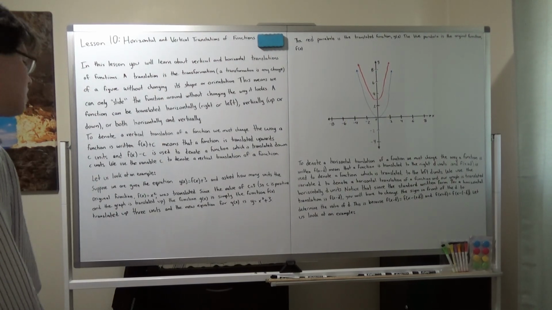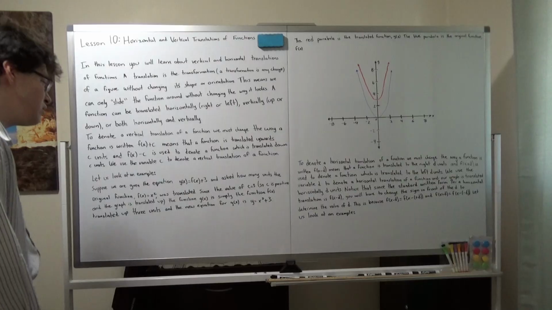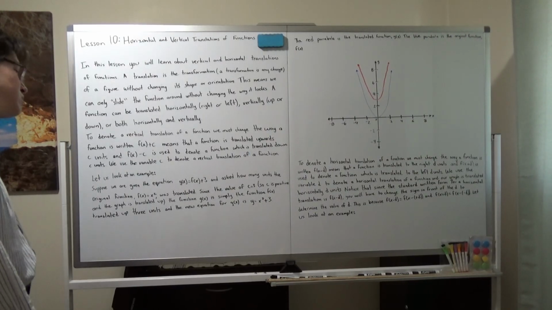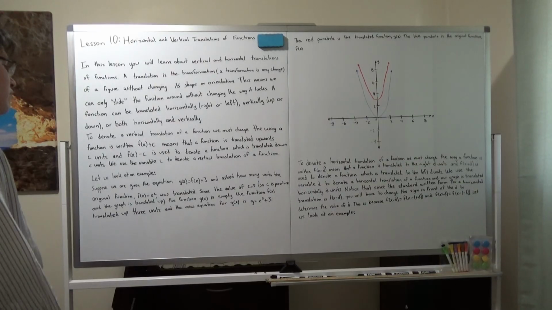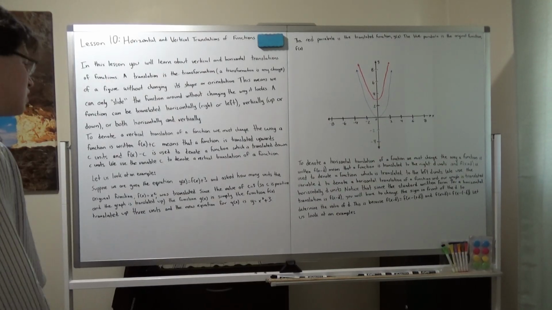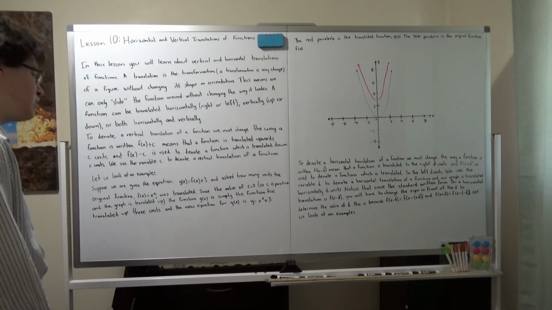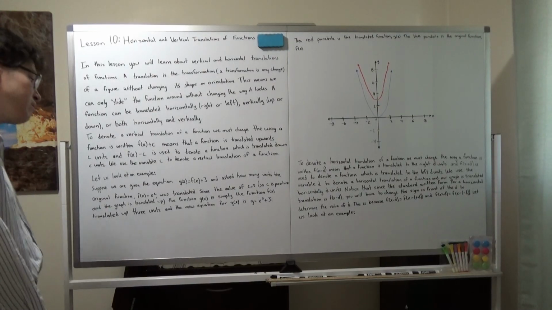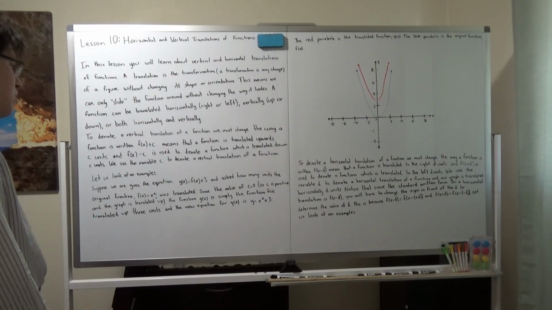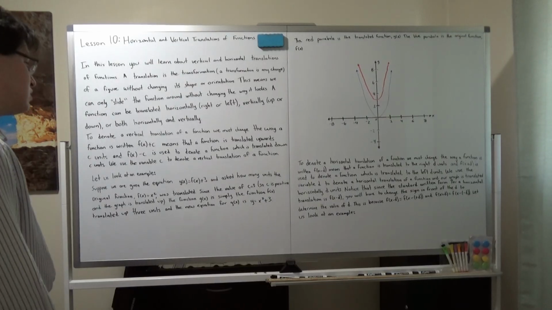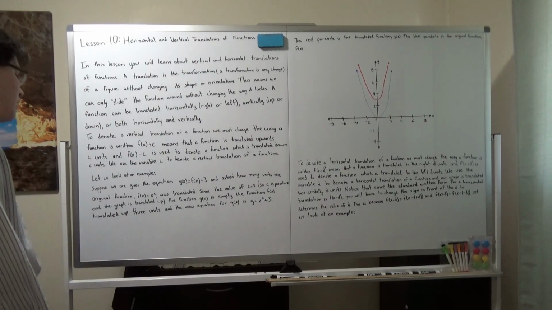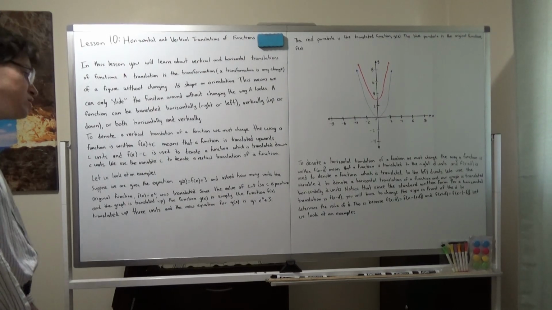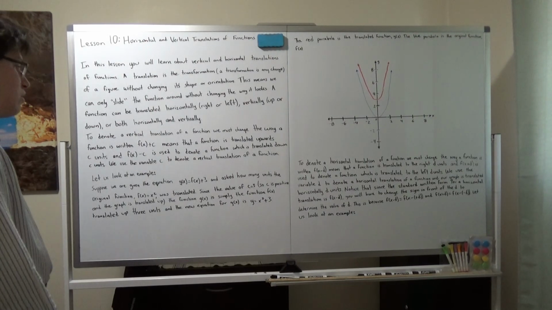Let us look at an example. Suppose we are given the equation g of x equals f of x plus 3 and asked how many units the original function f of x equals x squared was translated. Since the value of c equals 3, c is positive and the graph is translated up. The function g of x is simply the function f of x translated up 3 units, and the new equation for g of x is y equals x squared plus 3.